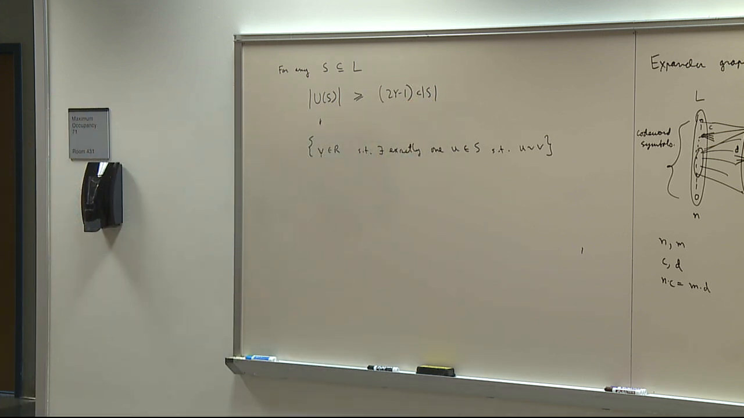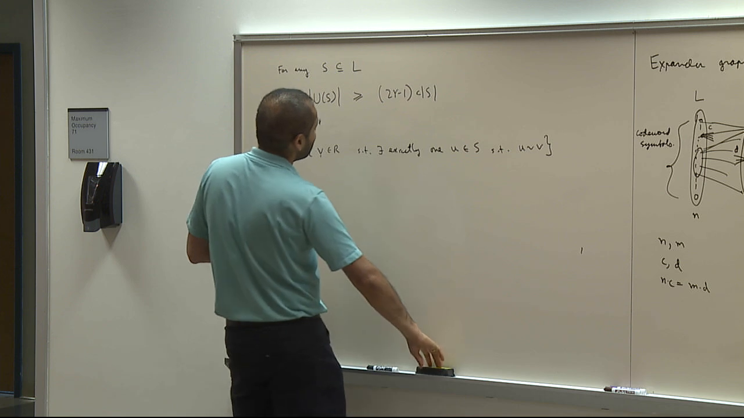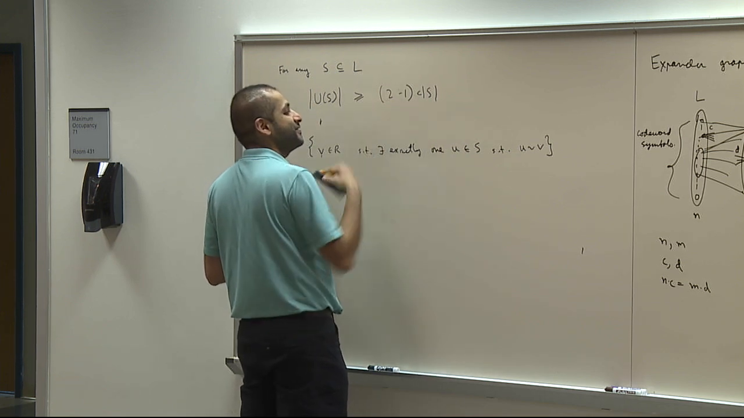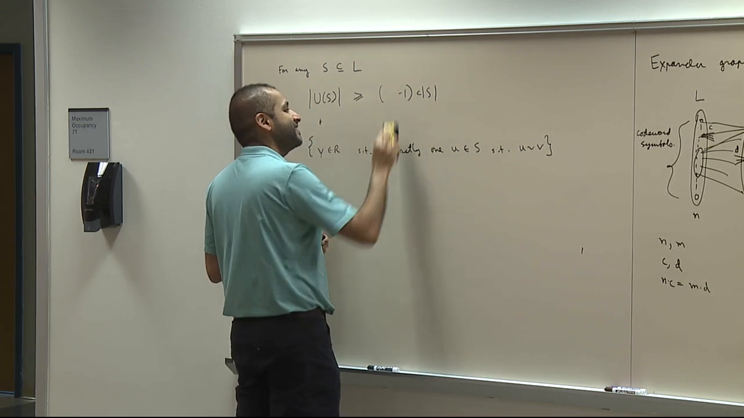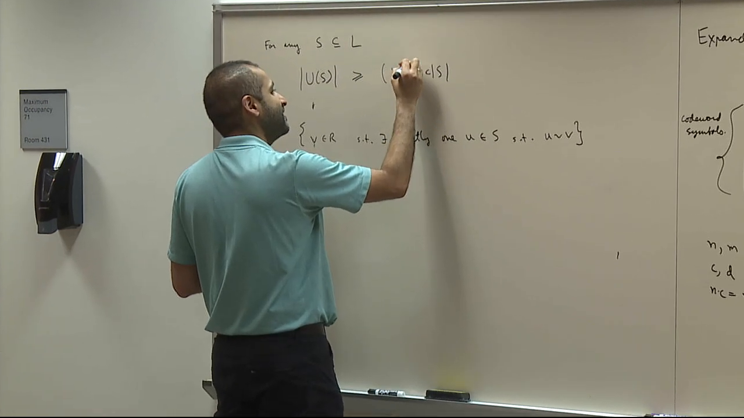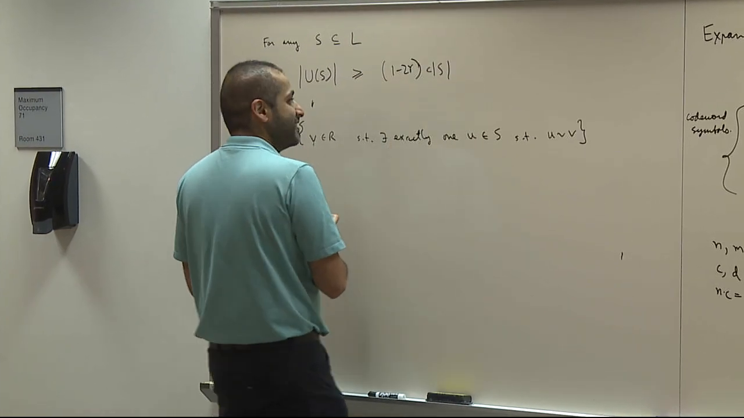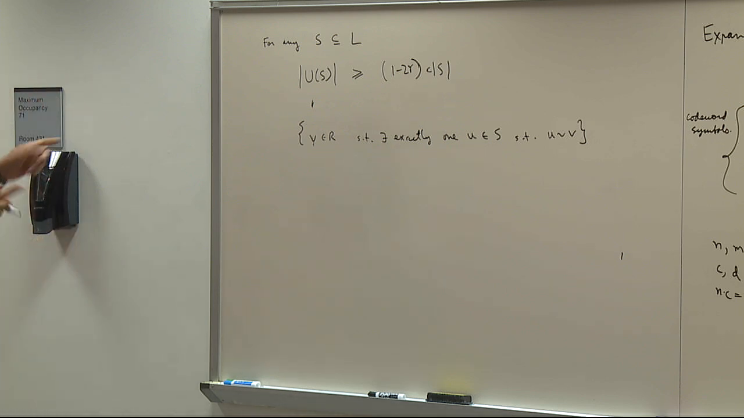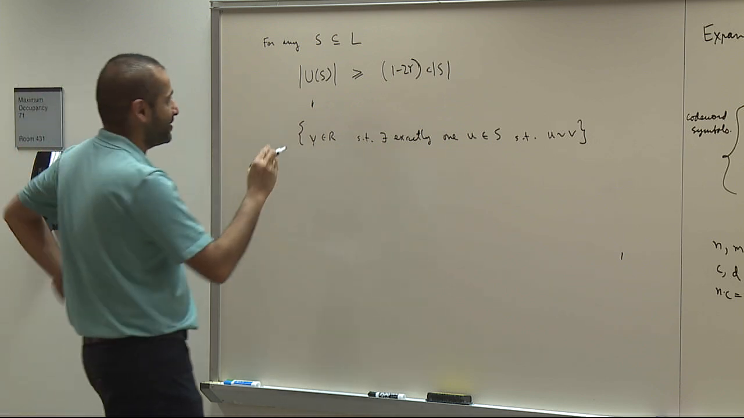And where is that 2? Gamma is less than half, right? Yes. It's 1 minus. Yes. So my gamma was actually 1 minus gamma. So what is this? 1 minus 2 gamma? Yes. Okay. And let's see why, so that it will keep me honest.